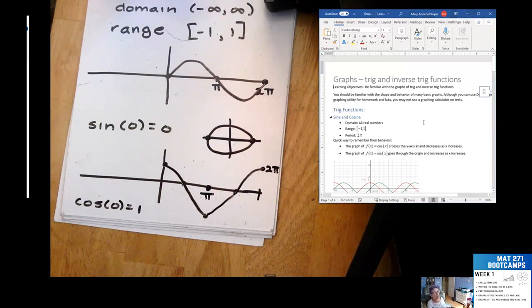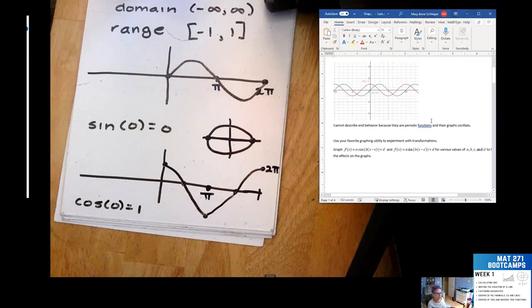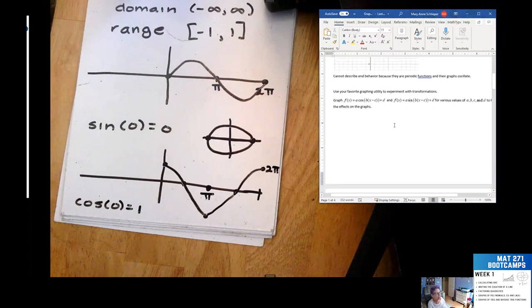And now you can go to Desmos and reacquaint yourself with what happens if you multiply something on the outside, say 5 times cosine or sine, it stretches them and makes them go up and down further. If you add something on the outside, it shifts the whole darn graph up. If you add stuff inside, it squishes the period or makes the period longer. So you can go in and experiment with stuff like that.